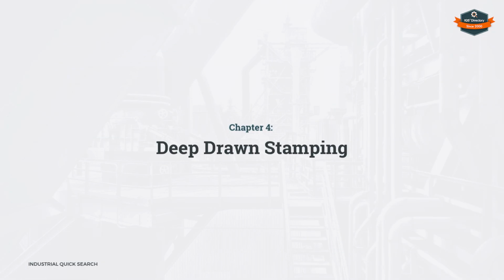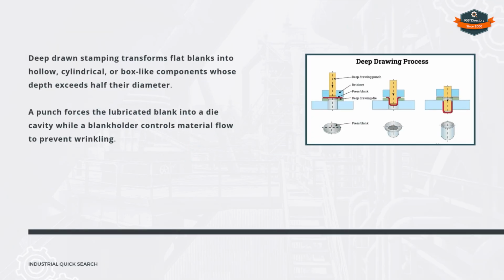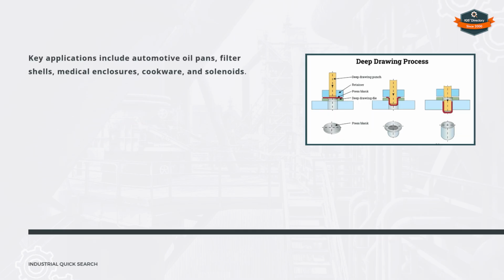Chapter 4. Deep-drawn stamping. Key applications include automotive oil pans, filter shells, medical enclosures, cookware, and solenoids.